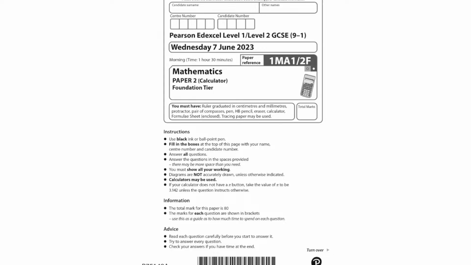In today's live we'll be going through a foundation paper actually. So this is the first foundation paper we've been through, but we will be going through them this week and obviously leading up to the next two exams as well. The one we've got today you can see here is the June 2023, paper 2 foundation from Edexcel. We will be doing paper 3 on Wednesday as well.